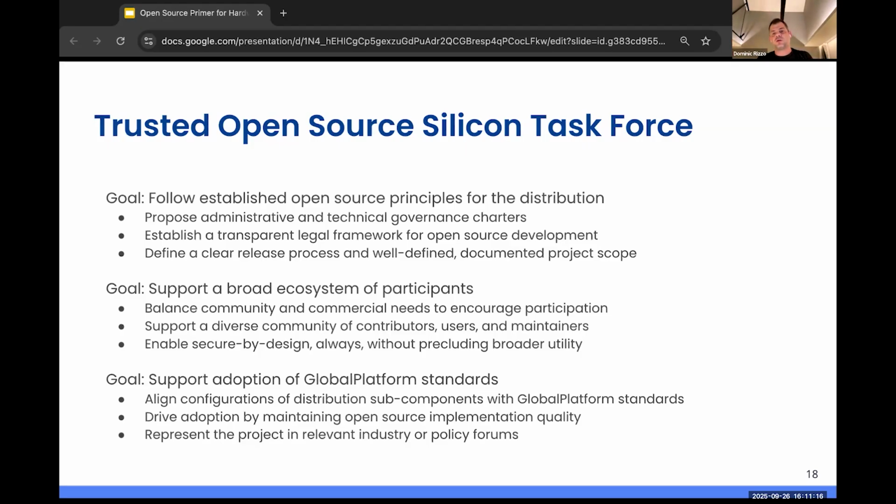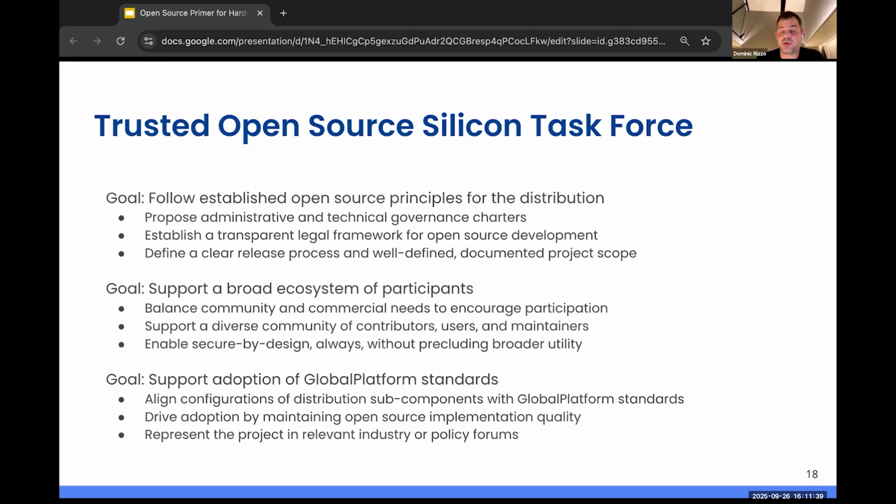So in the first goal, we're really talking about administrative and technical governance charters, establishing a transparent legal framework for open source development, building a clear release process, and a well-defined and documented project scope. The second one is that balance of community and commercial needs, to really bring on all participants.